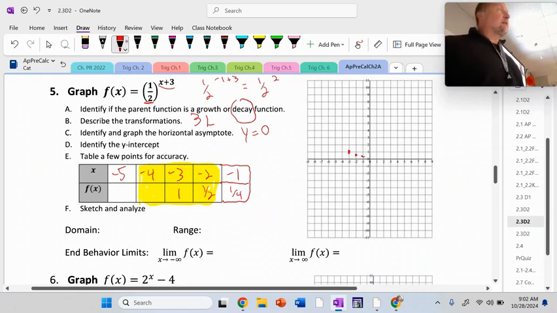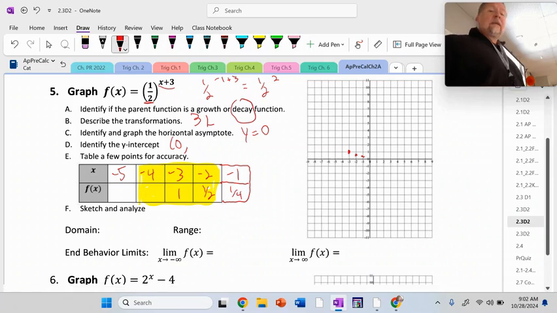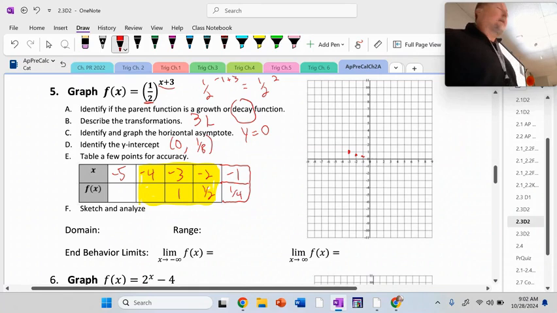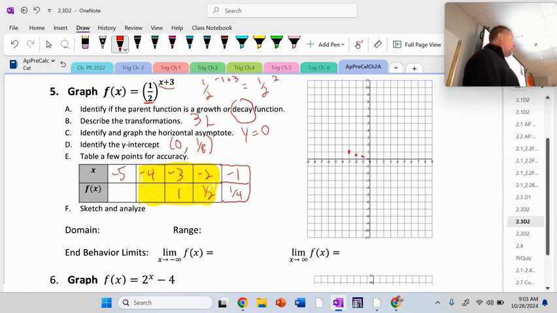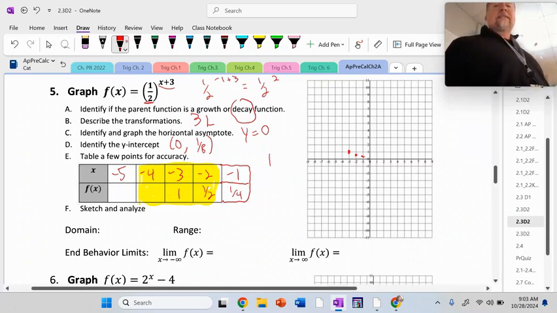Did I find the y-intercept yet? No. So the y-intercept is 0, comma. When I plug in 0 for x, I get 3. 1/2 to the third is 1/8. So I could still find it even though it's not on my charts. It's simple input outputs. These are the things tragically going wrong. Students not knowing how to throw in numbers and evaluate. Tragedy.